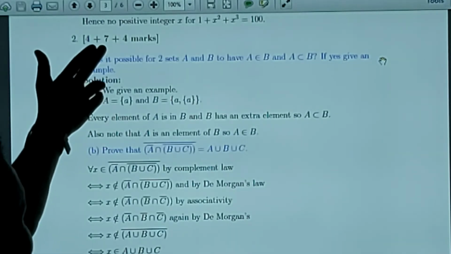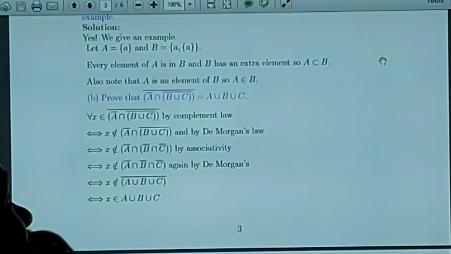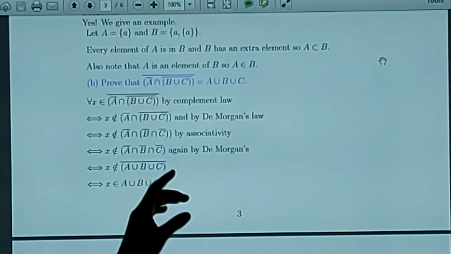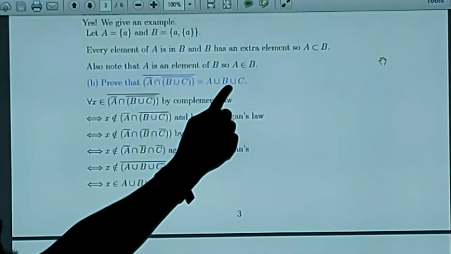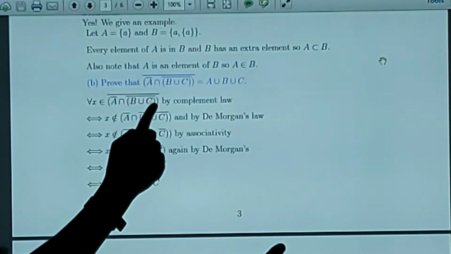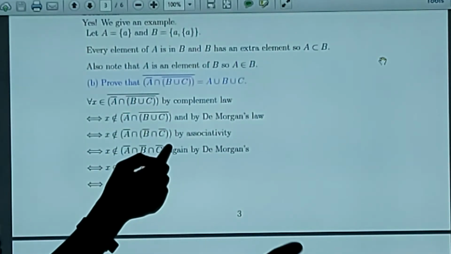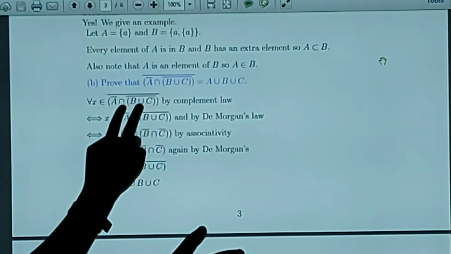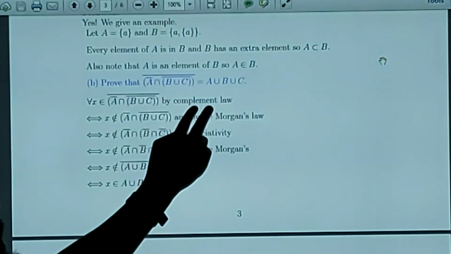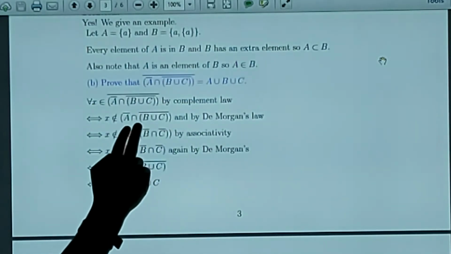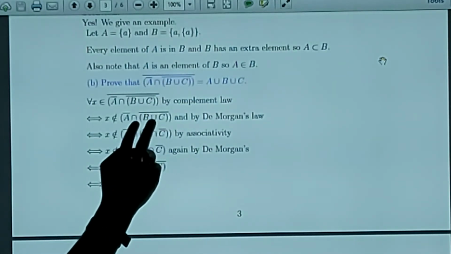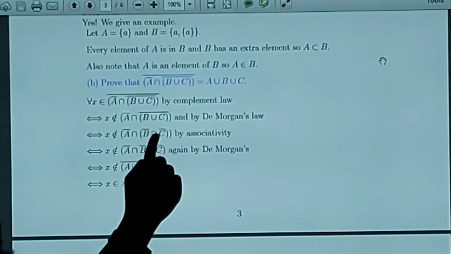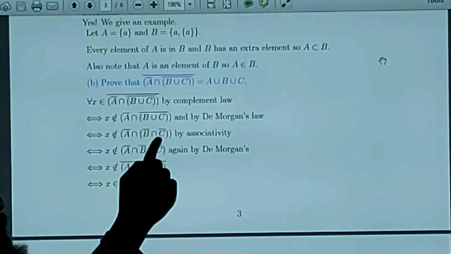Now, this part is where a number of you had problems, but remember, it's 7 marks. For 7 marks, you need to show all the working. So, prove that this equals that. You have to start with a nice way of expressing it. Of course, there are different ways, but for all x in this set, if you apply complement law, it means that x is not in this set. You remove the complement. Okay? And then here I said by De Morgan's law for this part. Many of you just tell me this, but how did it come about?